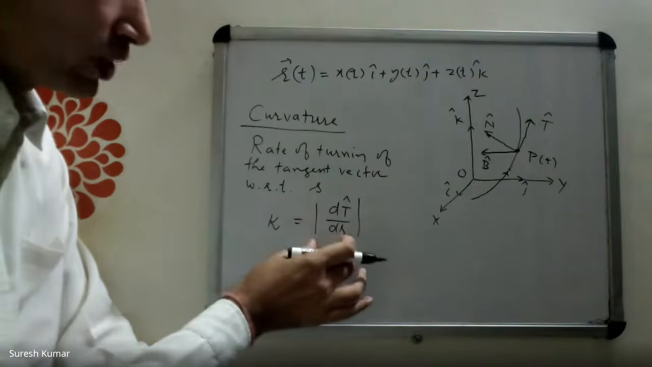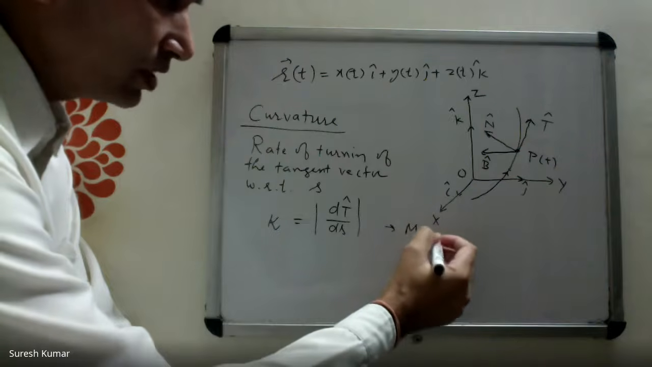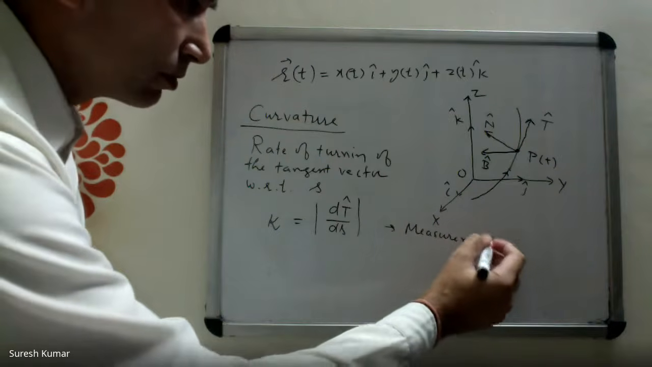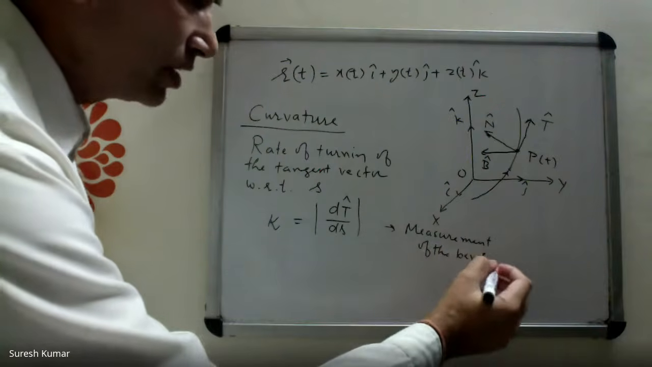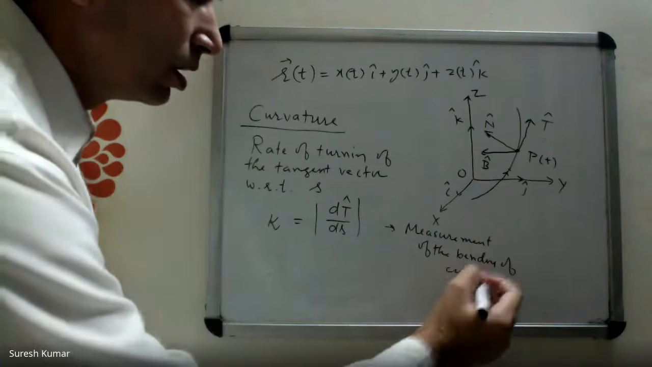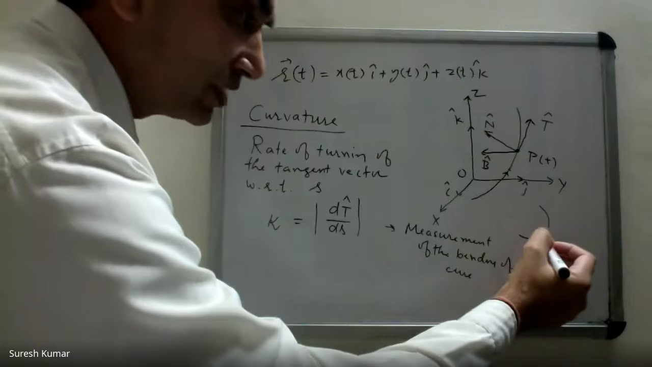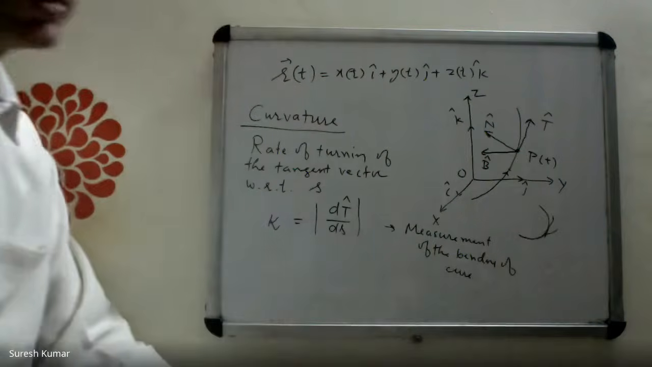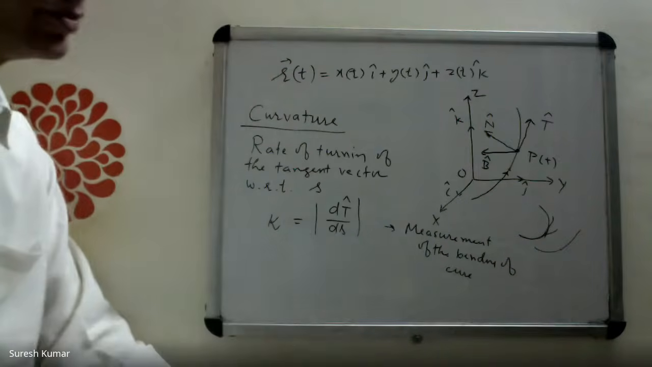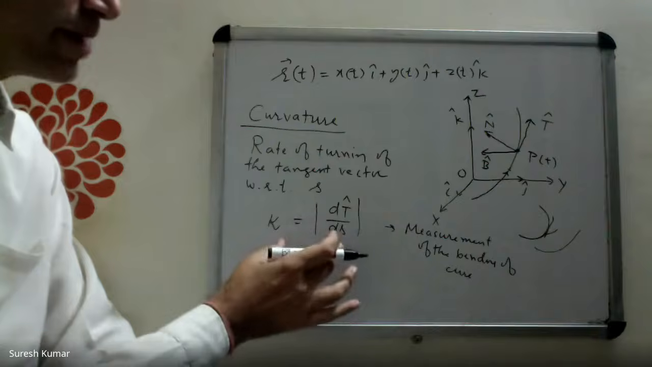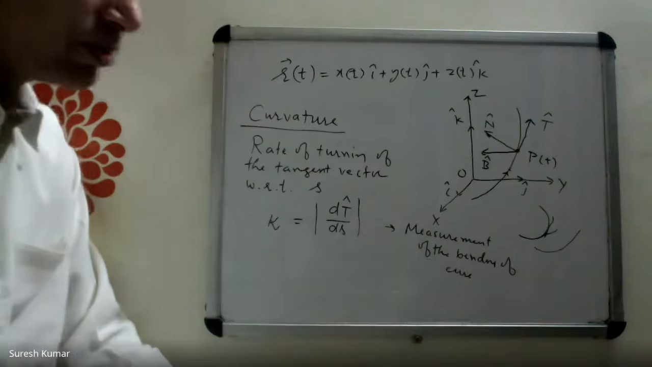So curvature provides you, roughly speaking, a mathematical measurement of the bending of the curve. Why am I saying bending of the curve? Because if a curve is bent more at some point, the tangent would be turning at a faster rate. If it is flat, the tangent would not turn at that rate. Okay, you will understand through the examples. For the time being, just note this down. Curvature gives the bending of the curve.